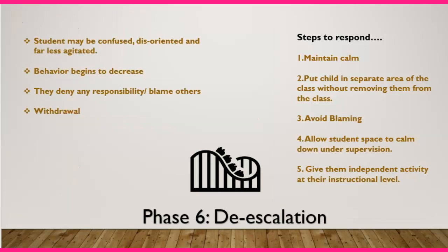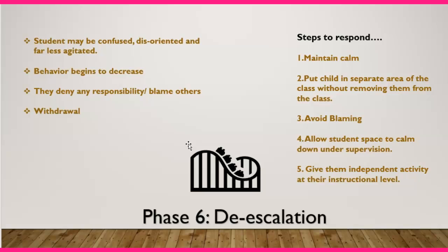After the peak stage, there's a stage called phase 6, and this stage is de-escalation. So the behavior is slowly decreasing, of course. The behavior is not as bad as it just was in the peak stage. They deny any responsibility once this stage is decreasing, and they just basically blame others for what they did. There's also withdrawal in this stage.